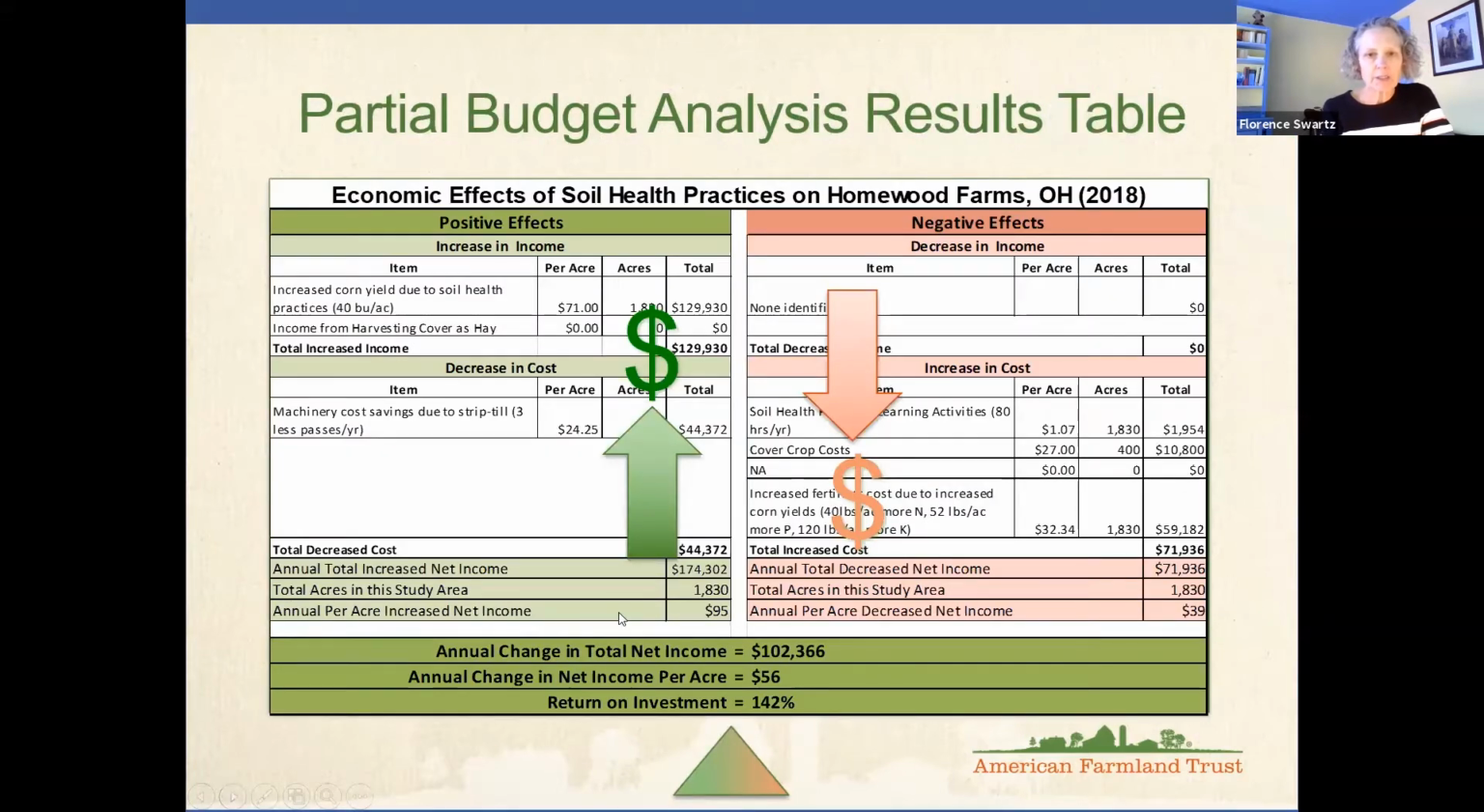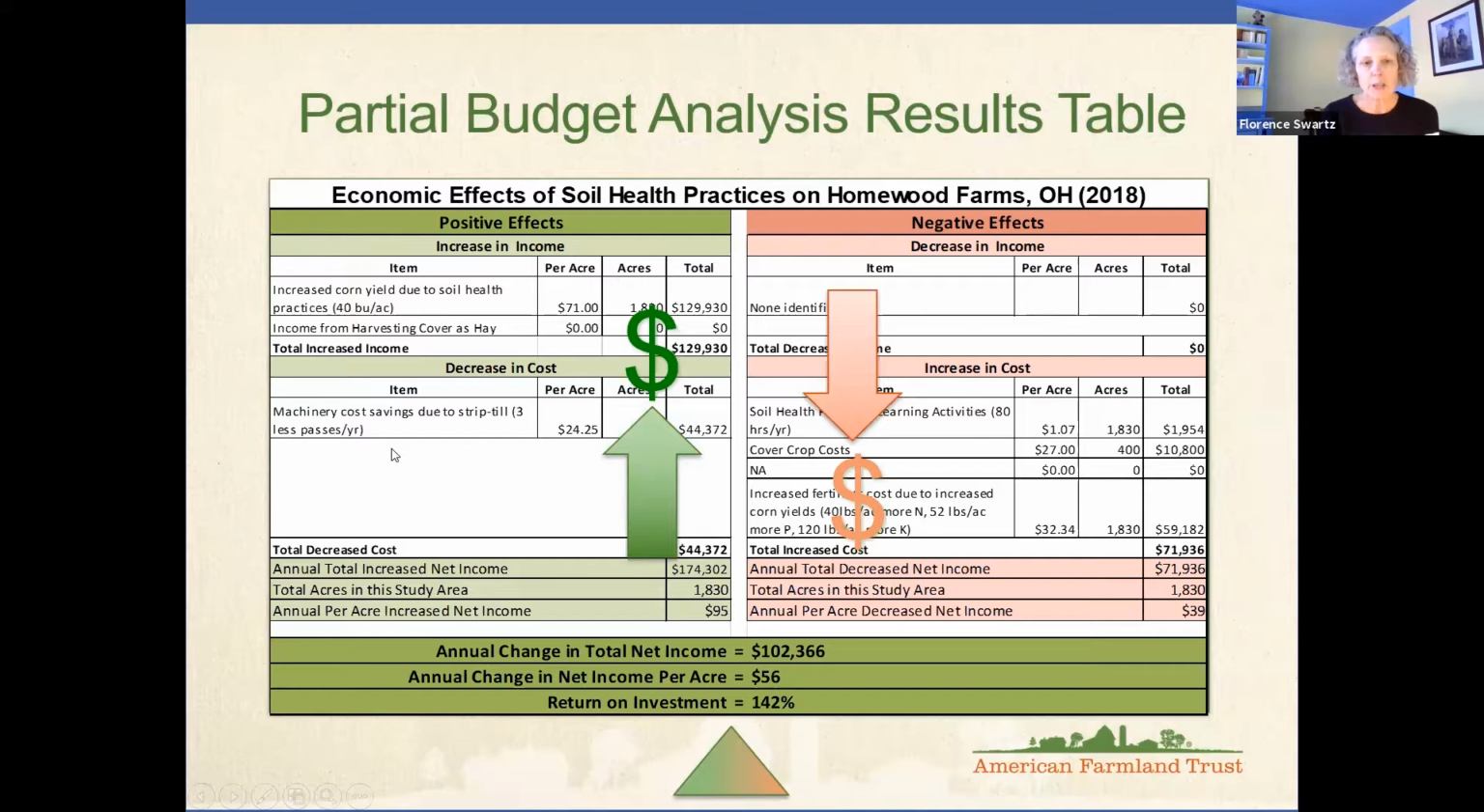The result of all of this is a table which Michelle showed you earlier, a partial budget analysis results table. This is for our sample farm, Dan Lane's farm in Ohio. As Michelle said, the left side of the table houses all the positive effects and the right side shows the negative effects. This table is further divided where we have any effects on income in the upper half of the table. So if income increased, we show that over here. Decreases in income are on the right side.